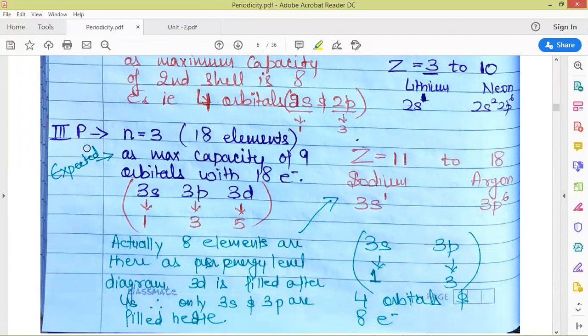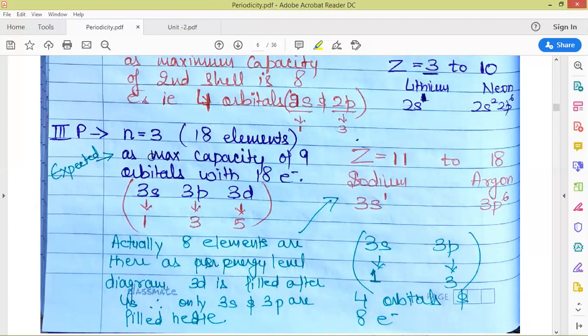For the third period, n is equal to 3. Based upon that, it has 3s, 3p and 3d orbitals. 3s has one orbital, the 3p subshell has 3 orbitals based upon the 3 orientations in space given by the magnetic quantum number, and 3d has 5 orbitals based upon 5 orientations in space. So a total of 9 orbitals are there. That means 18 elements could be fitted into this period.